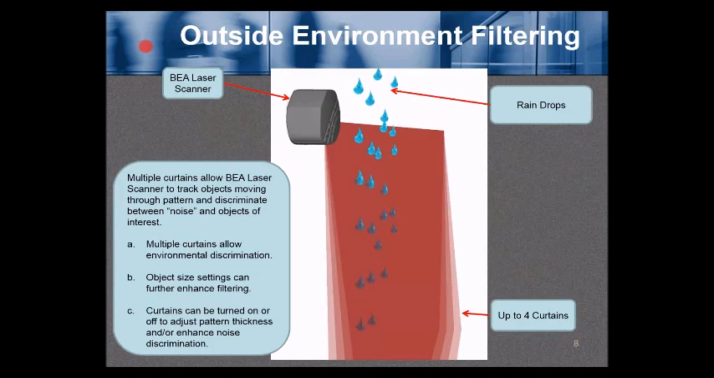Outside environment filtering. Laser scanner, with some raindrops. We have up to 4 laser curtains. Multiple curtains allow the BEA laser scanner to track objects moving through the pattern and discriminate between noise and objects of interest. A, the multiple curtains allow environmental discrimination. B, object size settings can further enhance filtering. C, curtains can be turned on or off to adjust pattern thickness and or enhance noise discrimination.